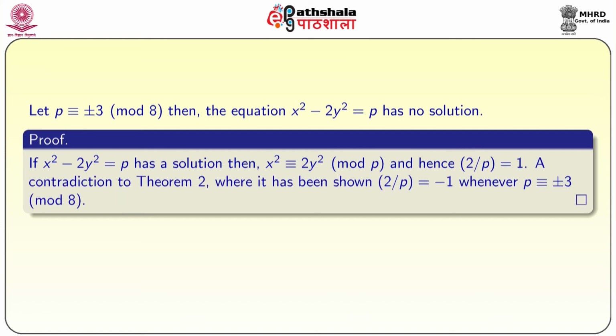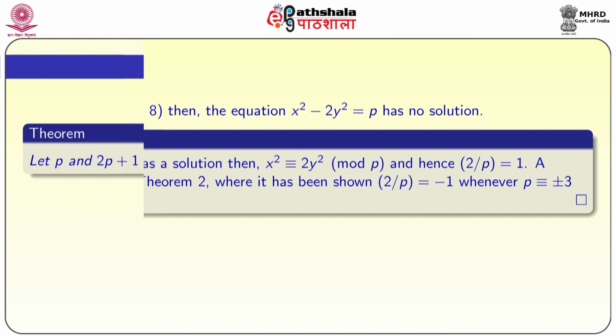So, a contradiction to the earlier result. It has been shown that (2/p) is equal to minus 1. It is because whenever p is congruent to plus or minus 3 mod 8, then (2/p) is minus 1, that is, 2 is not a quadratic residue. So, this is a contradiction to that problem.